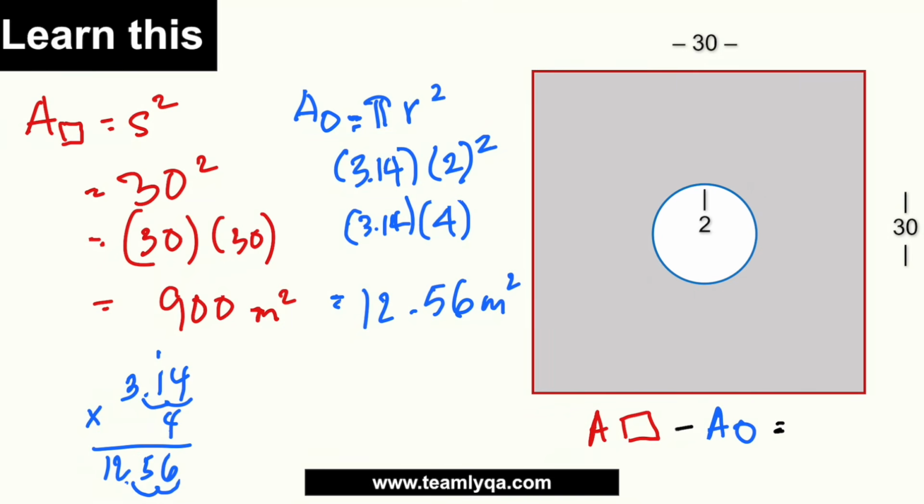Ifi-fill in lang natin sila dito. So, ibabawas lang natin sila. So, basically, 900 meters squared minus 12.56. That would give us 887.44 meters squared. Okay? So, I'm actually employing a technique that I use sa subtraction.